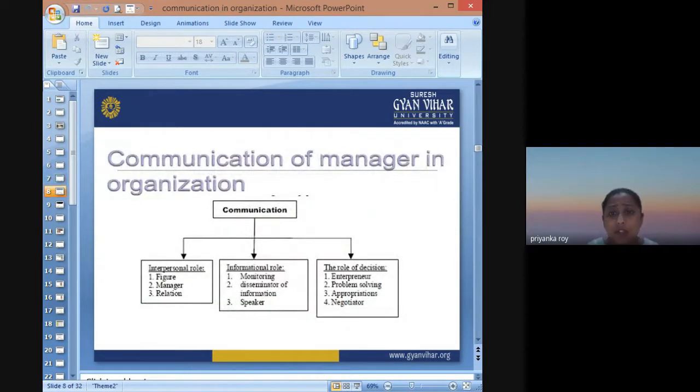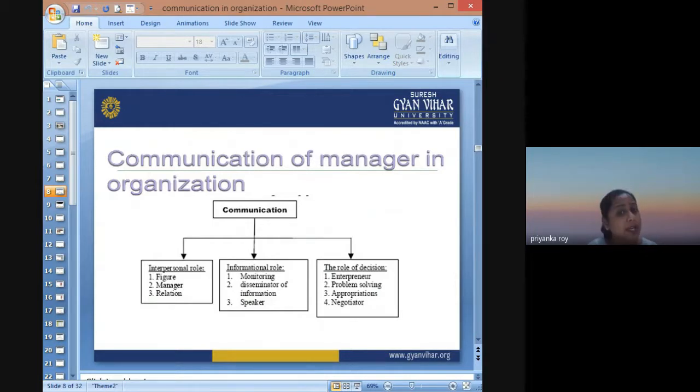Now, communication of a manager in an organization: a person has to be in an interpersonal role. Why is communication important for a manager in an organization? For an interpersonal role, he is a figurehead, he's a manager, and he has to develop a relationship between his subordinates and his colleagues. So communication plays an interpersonal role for a manager in an organization.